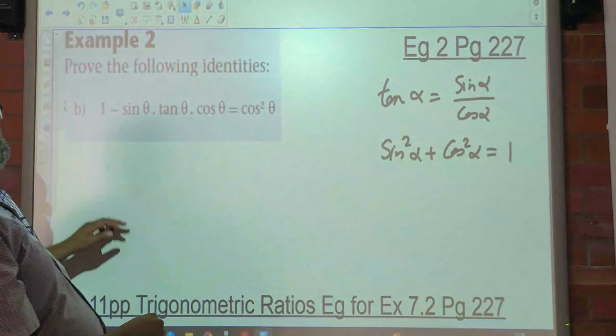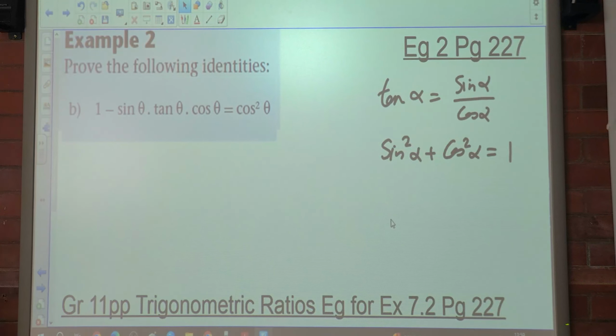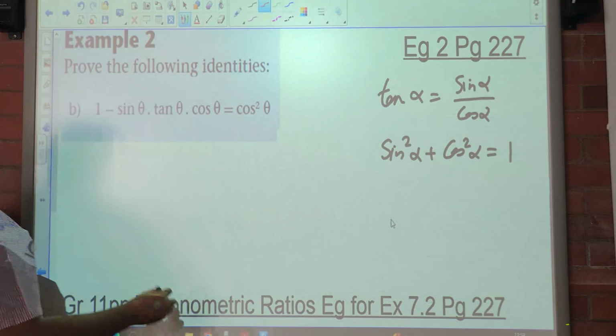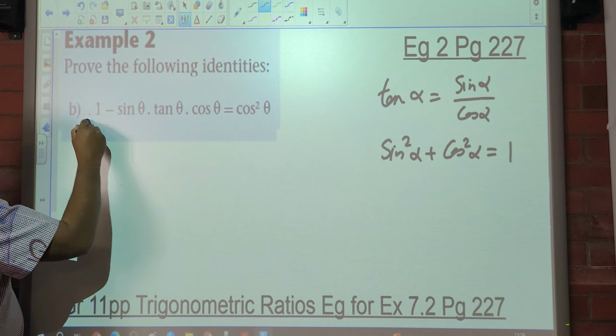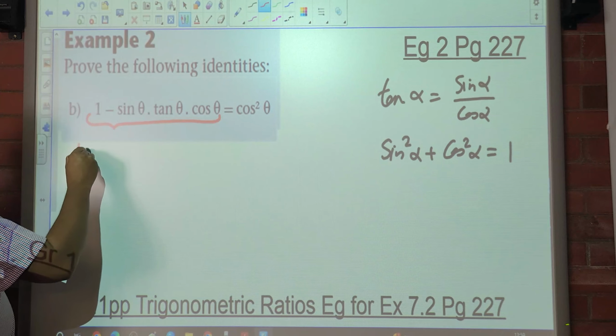People, let's look at the B quickly. Which side is more complex to work with? The left hand side. We work with the left hand side. It's going to actually be easier to work to prove the right hand side than going from the right hand side to the left hand side. Again, there is a way of doing it. Okay? But it's just more complex. Alright, so I'm going to work with the left hand side of the equal sign.